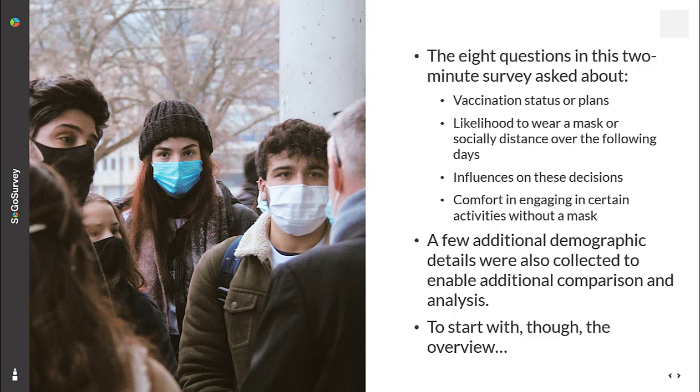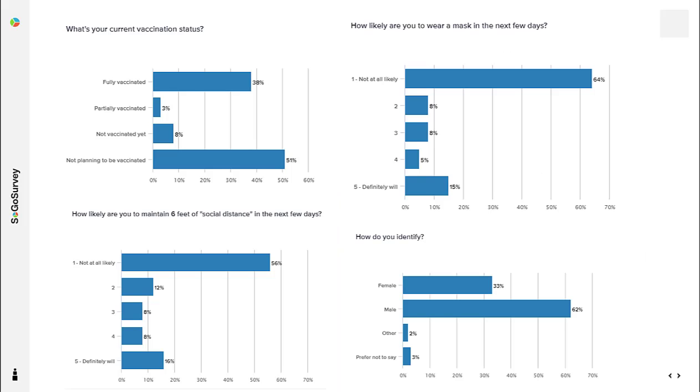To start with, though, the overview. So you can see 51% said they were not planning to be vaccinated, 64% said they were not likely to wear a mask at all, 56% said they were not going to maintain 6 feet of social distancing.